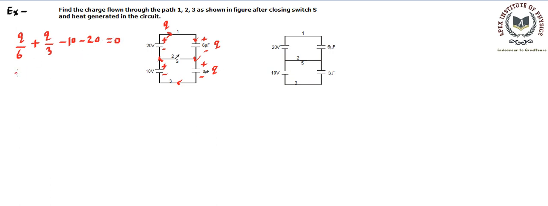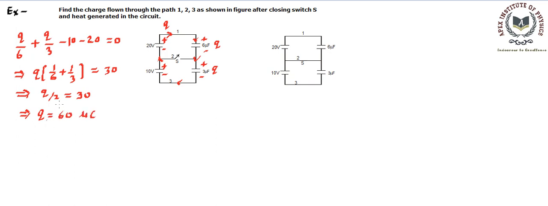Fine. So we can simplify this. What I have written is Kirchhoff's law, that's called the Loop law, and using this Loop law we are trying to find out what the initial charge is. If we take Q as common, we will find 1 by 6 plus 1 by 3, which is 1 by 2, and that side we are going to get as 30. So we will find Q by 2 is equal to 30. So from here we have found out what the charge in each capacitor is initially. It's 60 microcoulomb.